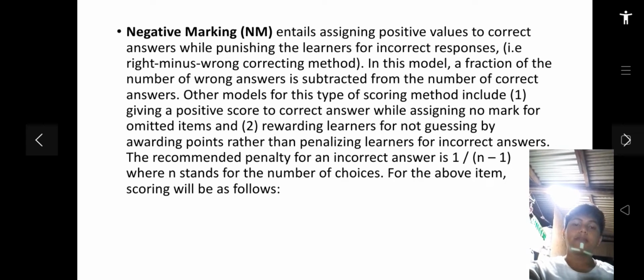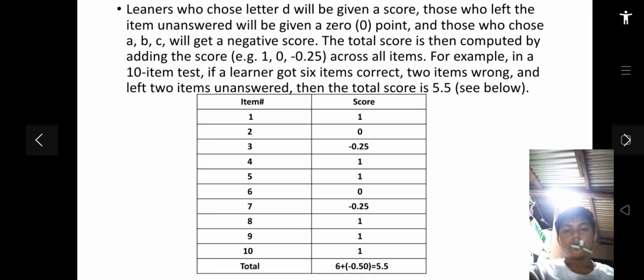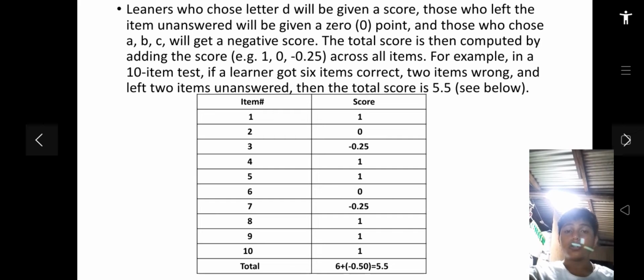So the suggested punishment for a wrong response is -1 over the number of options minus one, where the number of options is given. For the above items, scoring will be as follows. As you can see there, learners who selected letter D will receive a score, while those who chose A, B, or C will receive a negative score. Learners who left the item blank will receive 0 points.